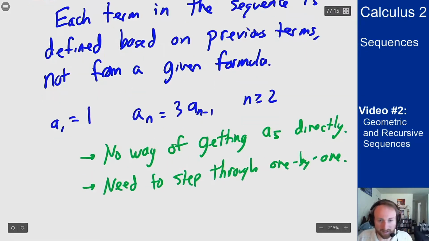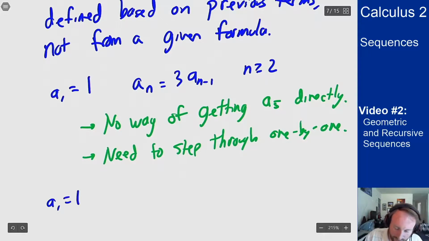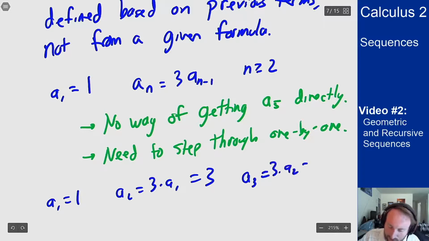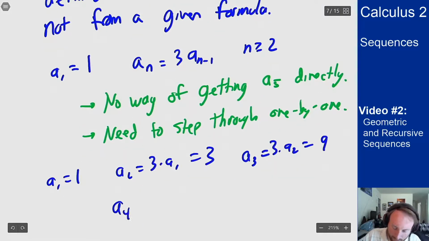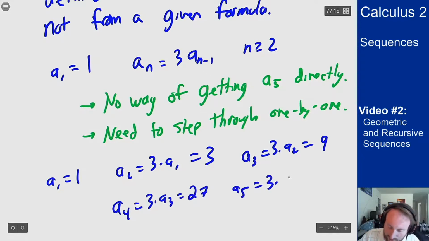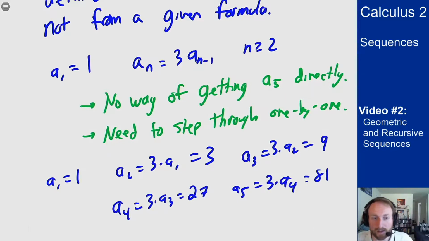What does that look like here? Well, if a_1 is 1, then a_2 is 3 times a_1, which is 3. a_3 is then 3 times a_2, which is 9. a_4 is 3 times a_3, which is 27. And then a_5 is 3 times a_4, which is 81. You might see the pattern here, and that's a pattern you could, in some sense, prove with methods that we're not going to cover in this class.